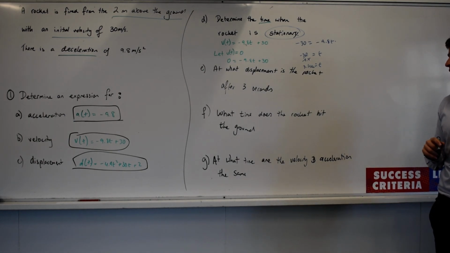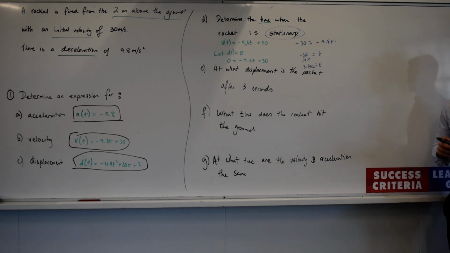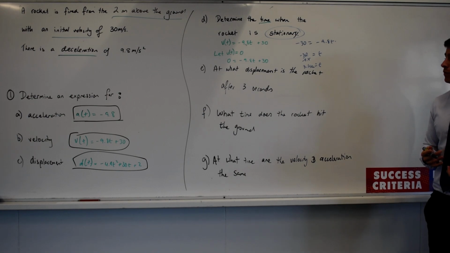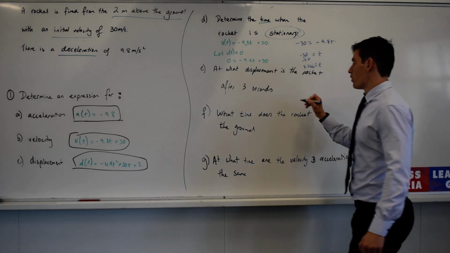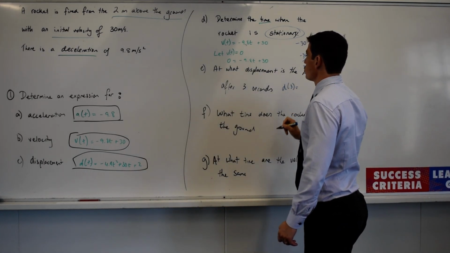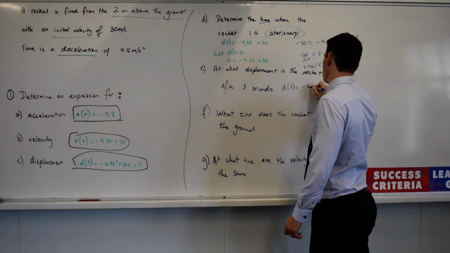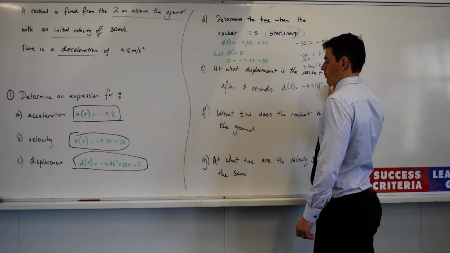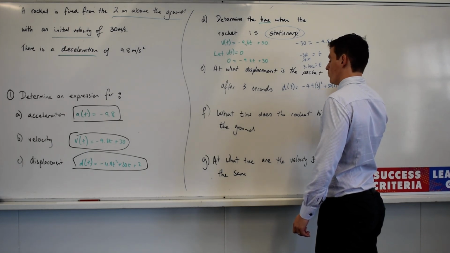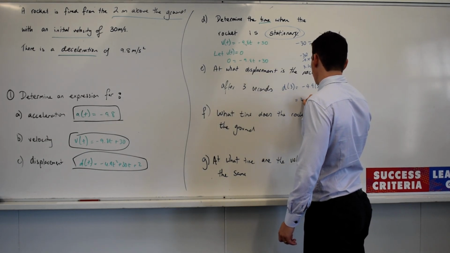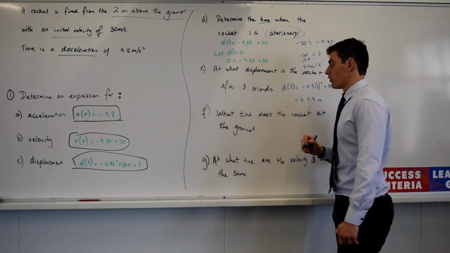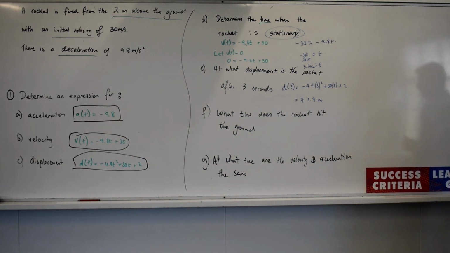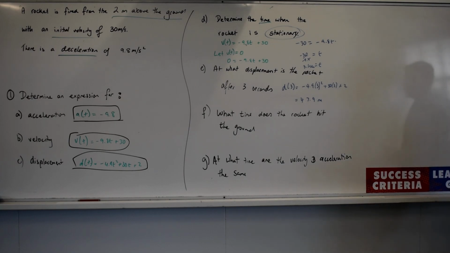At what displacement is the rocket after 3 seconds? So what equation am I using? I want to find my displacement, I have a given time. So I want to find d of 3, which is just replacing the t with the number 3. 47.9 meters, very good. Make sure we've got our units. If we're given units in the question, it's expected that we return units.